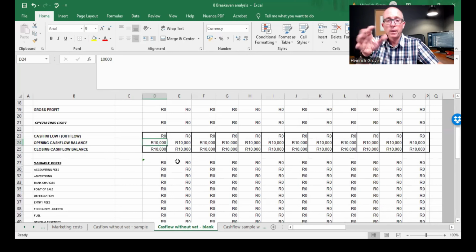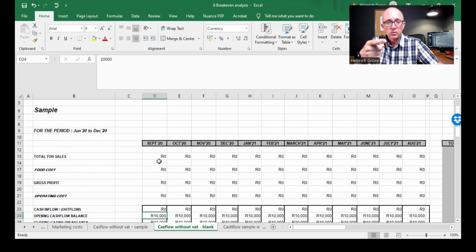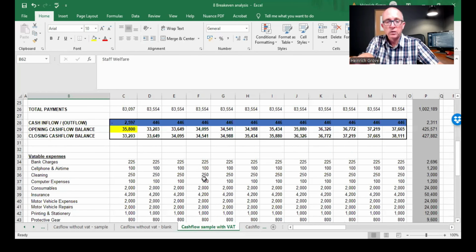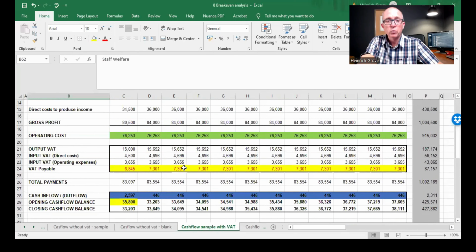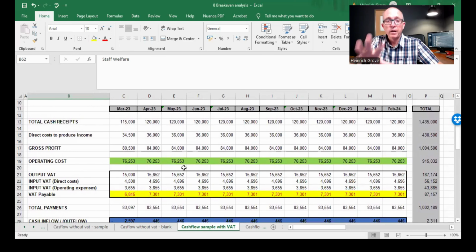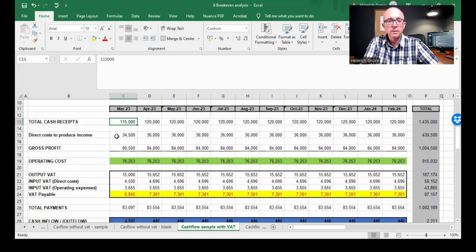Put in what you have in your bank, what you expect the sales to be, what your cost price is going to be, and what your gross profit is going to be. With VAT, it does change a little bit. So here's the example of businesses where we work with VAT as well. There's our total cash receipts. Remember, these amounts include VAT. There's our direct cost to produce the income, then 80,500 Rand.